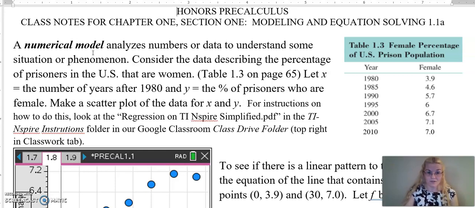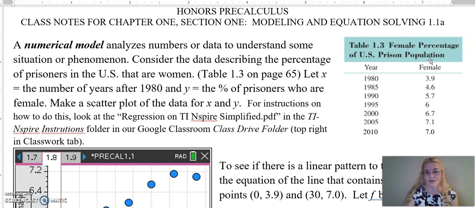A numerical model, numerical, numbers, model. Something that's going to represent something, right? A numerical model analyzes numbers or data to understand some situation or phenomenon. So consider this table right over here that describes the percentage of prisoners in the United States that are female. So female percentage of U.S. prison population.